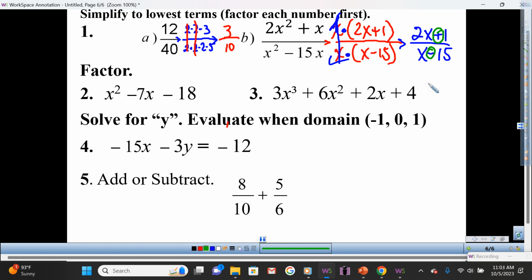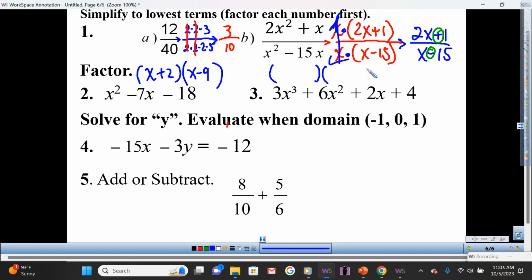Let's go to number 2. What are your factors? Tell your neighbor your factors, please. All right. Think we got it? How about Brandon, Felix? What did you get? X plus 2, x minus 9. Hands if you got that. That is correct.